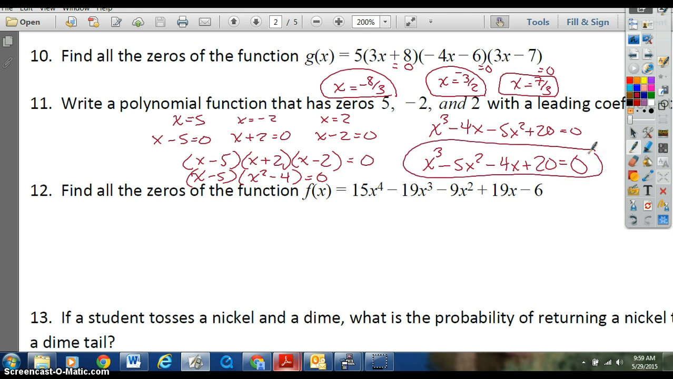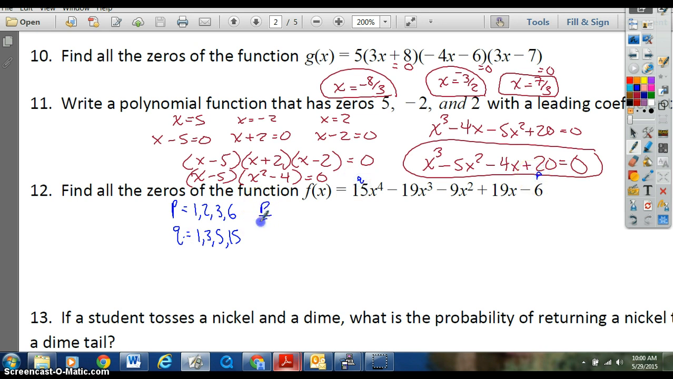Okay. All right, find all the zeros of the function, 15x to the 4th. Okay, this is your rational root theorem, which I was doing in the beginning one, but then I realized I didn't have to do it, so let's try this again. So P would be 1, 2, 3, and 6. Q is 1, 3, 5, and 15. So this is my Q, this is my P.